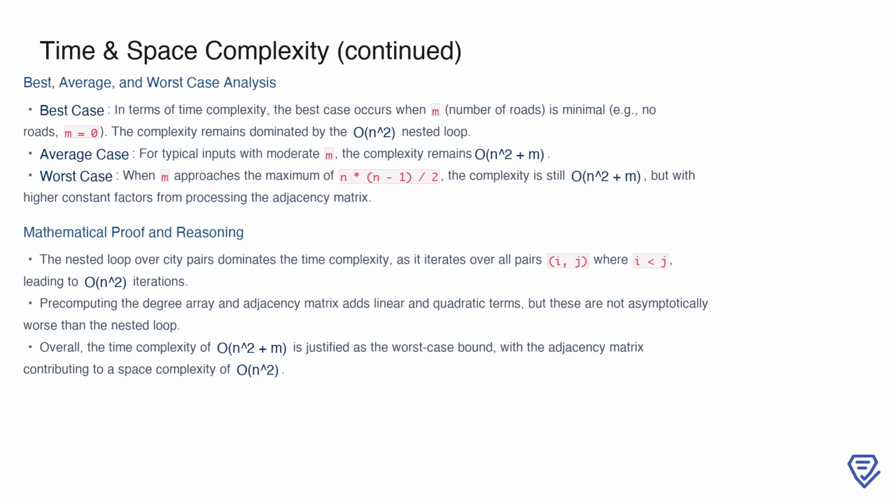Mathematically, the nested loop over city pairs dominates the time complexity, contributing O(n²) iterations. Pre-computing the degree array and adjacency matrix adds linear and quadratic terms, but these do not exceed the asymptotic bounds set by the nested loop. Similarly, the adjacency matrix is the dominant factor in space complexity, contributing O(n²). This makes O(n² + m) the justified worst-case time complexity, with a space complexity of O(n²).